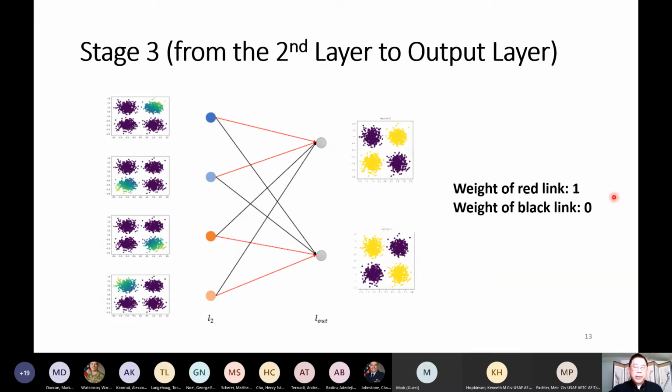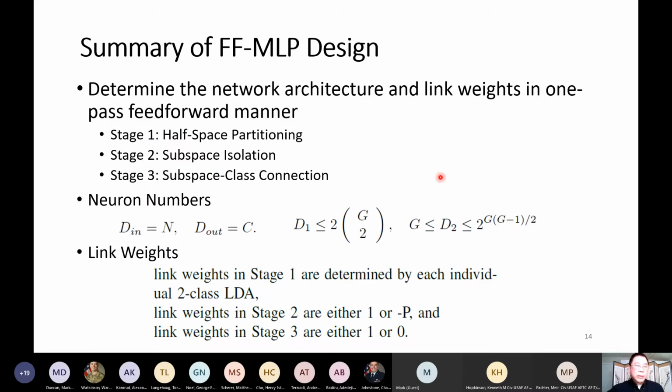So in stages 2 and 3, the links can all be easily designed, either 0 or 1 in stage 3, or 1 minus p in stage 2. Only in stage 1 do you need linear discriminant analysis. Okay, and it tells you how to do things step by step. So this is a summary of the feed-forward MLP design. You can determine the network architectures and link weights in a one-pass feed-forward version. Stage 1, the half plane partitioning. Stage 2, you want to isolate some subspace. And then stage 3, subspace and class association.